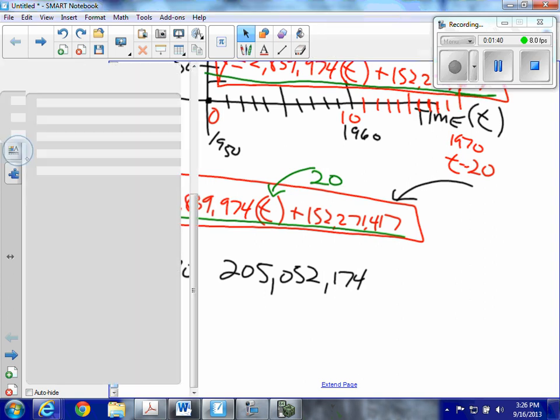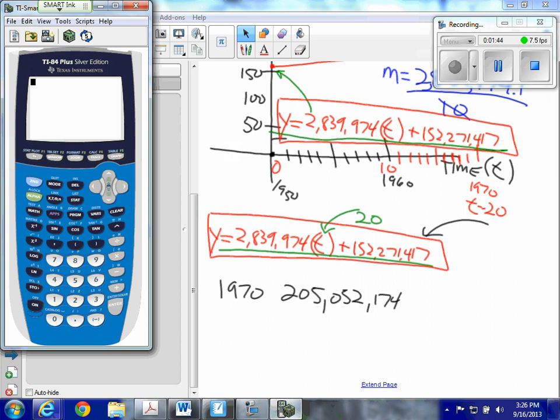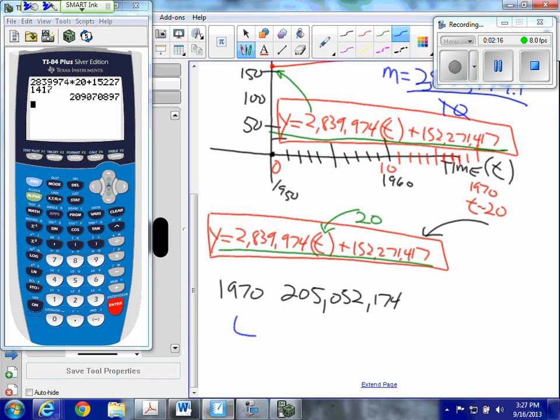So I managed to call up my calculator here. I have 2,839,974 times 20 plus 152,271,417. Enter. That comes out to be, so this, instead of y, is population as a function of time. So population evaluated for 20 years is equal to 209,070,897. Is that right? Yeah. Comma there. Too many digits.